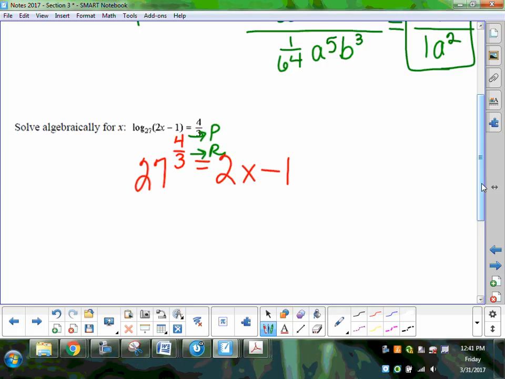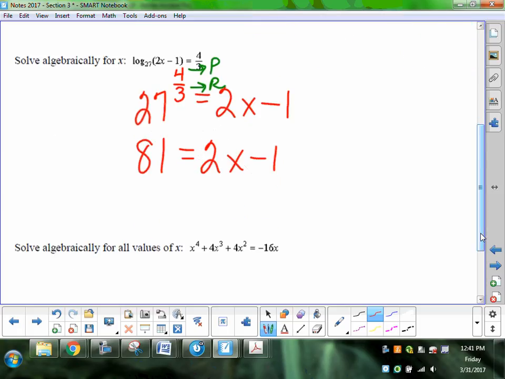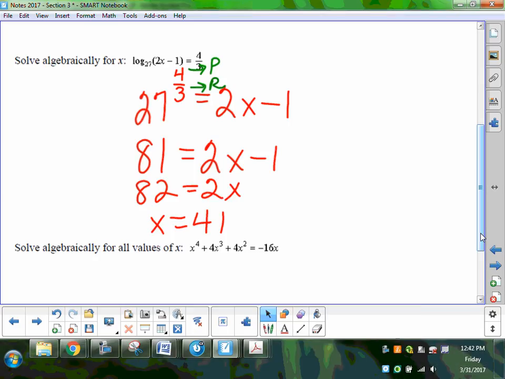3. Now I need to take that and raise it to the 4th power without a calculator. Alex, what's 3 to the 4th power going to give you? 3 times 3 times 3 times 3. 81. 2x minus 1. What do you do now from here, Alexis? Then you add the 1, so 82 equals 2x. Go in right now and check that using NSOLVE.